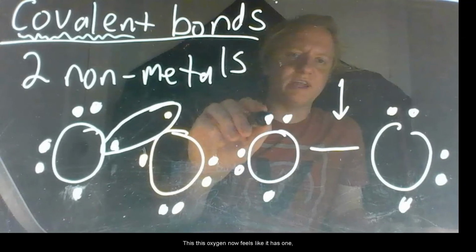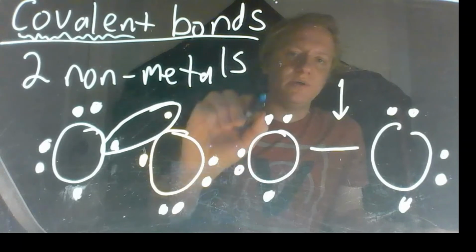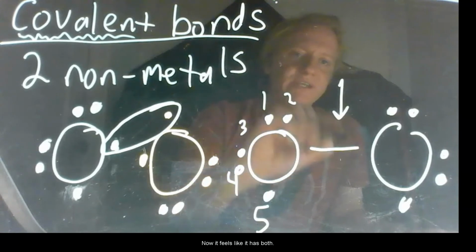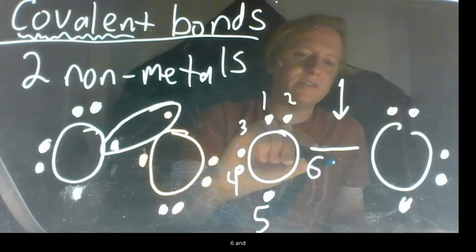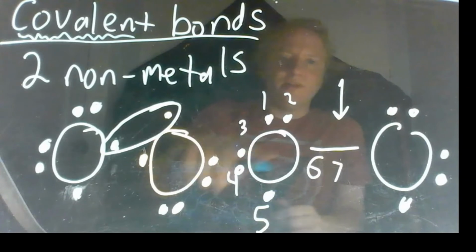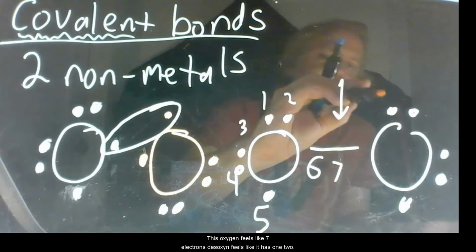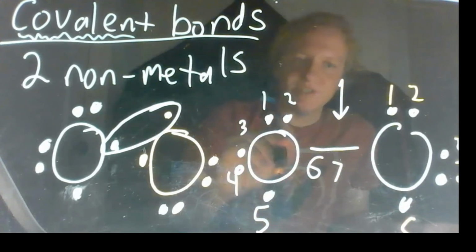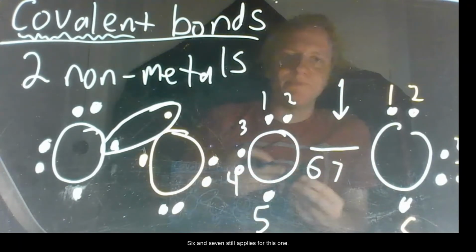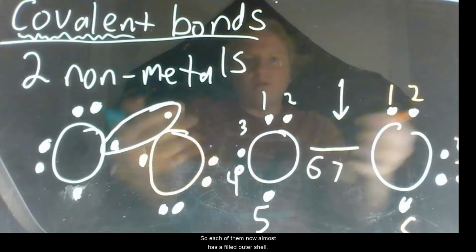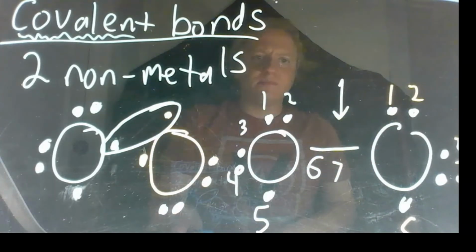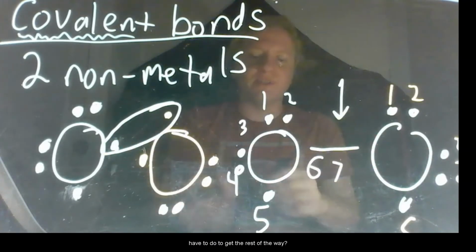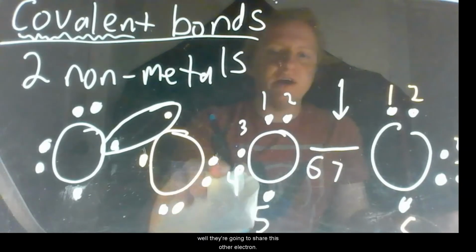So this oxygen now feels like it has 1, 2, 3, 4, 5. But now it feels like it has both, so we'll see a 6 and 7. This oxygen feels like it has 7 electrons. This oxygen feels like it has 1, 2, 3, 4, 5, 6, and 7 still applies for this one. Okay, so each of them now almost has a filled outer shell. So what do they have to do to get the rest of the way? Well, they're going to share this other electron.